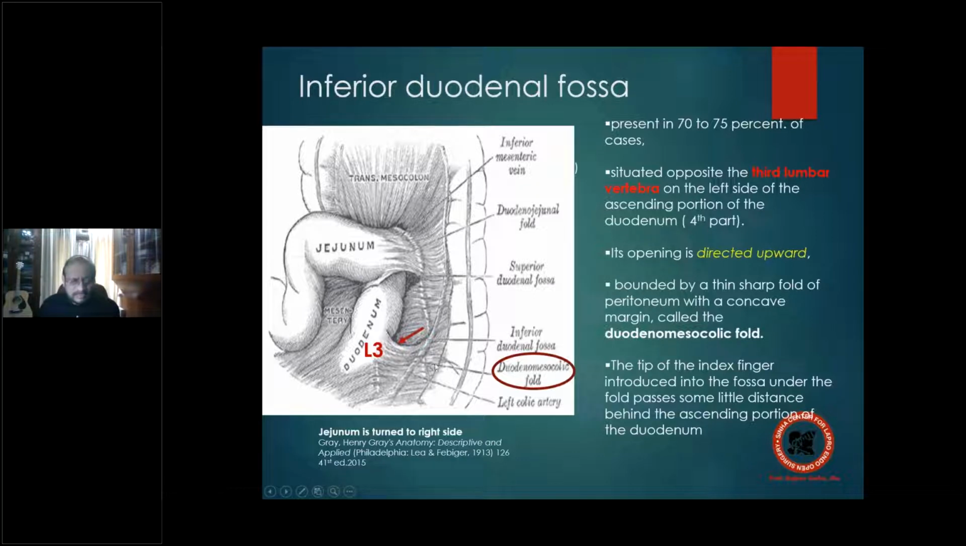Now this is the inferior duodenal fossa. This is the duodenum. So the duodenum is coming from here, just to make the orientation clear to you. So stomach is somewhere here. This is transmesocolon. Coming from here, then you have the duodenum, and from the duodenum, the first part, the second part, the third. This is the third part ascending, and then you've got the fourth part of the duodenum, right? So this is the ascending part of the duodenum, and then comes the duodenojejunum.